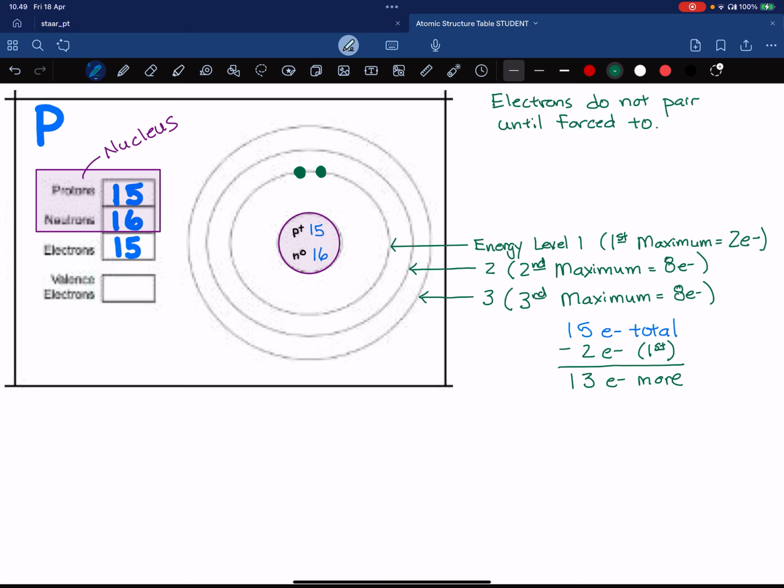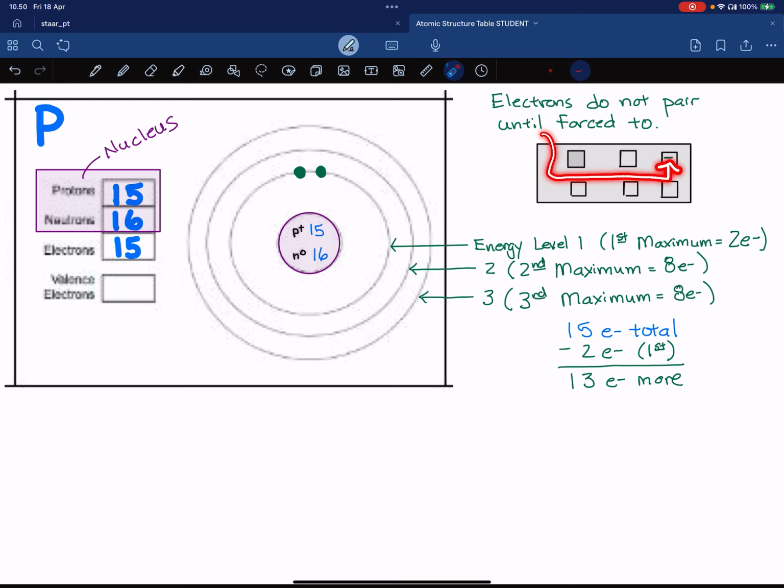It's a bit like people getting on a bus, all right? Here's your bus, and let's say your bus has 6 seats. The first person to get on this bus may sit there. The next person to get on the bus is not going to sit down right next to that person, are they? That would be really weird. So the next person may sit down here, and then here, and then here, and then here, and now you have 6 people on the bus.